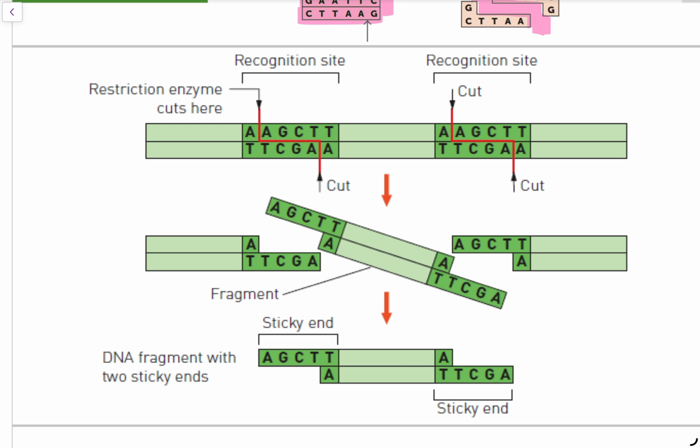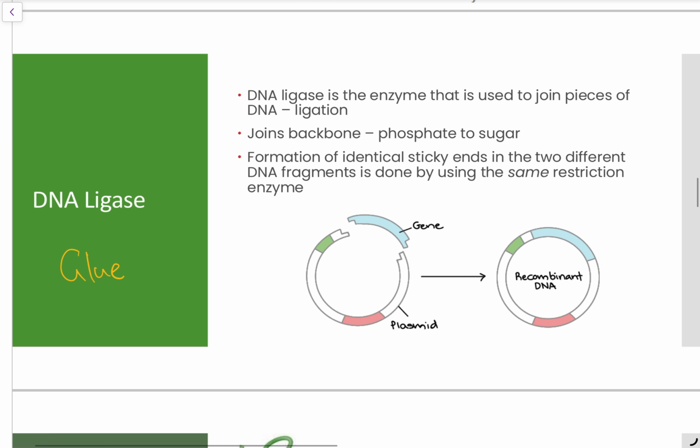You might like to pause and just have a read through, but for now we're going to skip over. So DNA ligase. You see I've forgotten to erase my annotation here, but effectively DNA ligase is going to act like our glue. If our restriction enzyme is our scissors, our DNA ligase is our glue. And why is it our glue? Well, it's what we use to join pieces of DNA together in a process known as ligation.